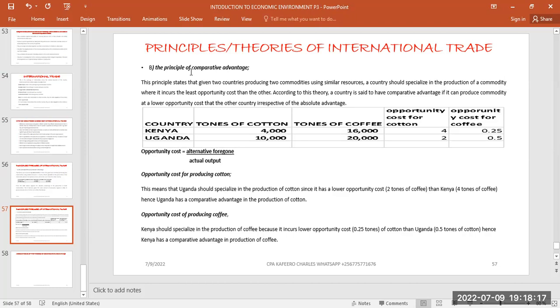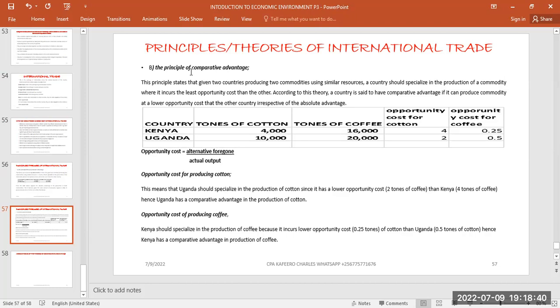But it says a country should be specialized in the production of a commodity where it incurs the least opportunity cost than the other. Here they are talking about the opportunity cost. And you know from the beginning that opportunity cost is the alternative foregone when a choice has been made. You make a choice, you leave one.